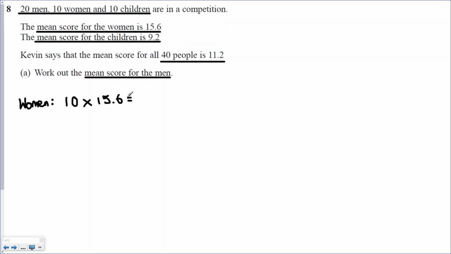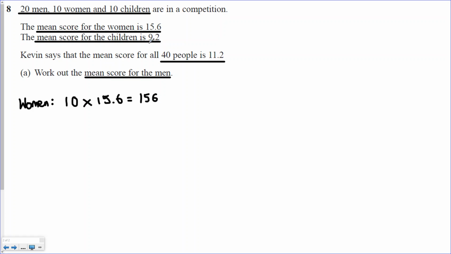When you times by 10, the decimal point doesn't really jump, but we can do a little cheat here: the decimal jumps to the right. Really, the numbers move, the decimal point never moves. So that's going to give us 156. So this was the total score for the women.